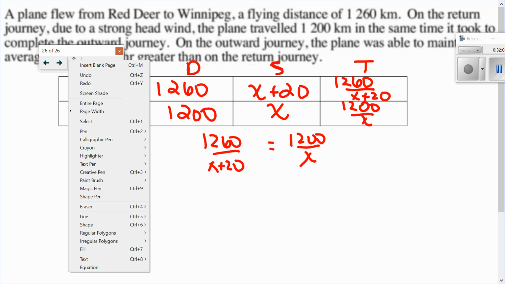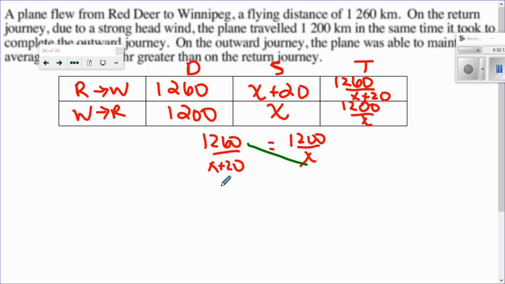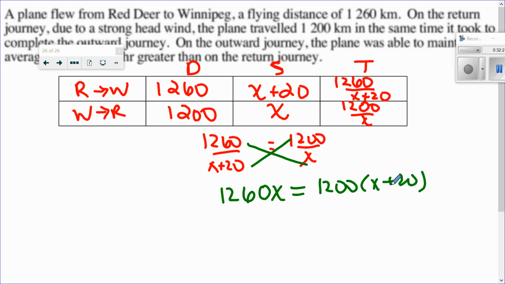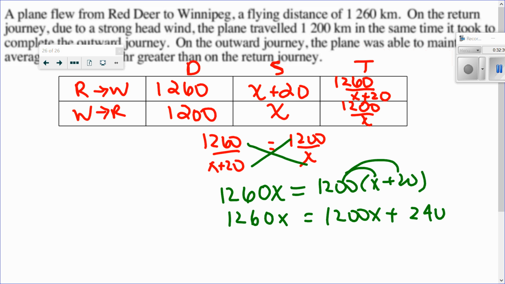So this time equals this time. Because I have a fraction equal to a fraction, I cross-multiply. So 1,260 times x equals 1,200 times x plus 20. Okay, so I'm going to have a nice linear equation here. On this side I just have 1,260x, and on this side I'm going to apply the distributive property. So 1,200 times x plus 1,200 times 20, which is 24,000.